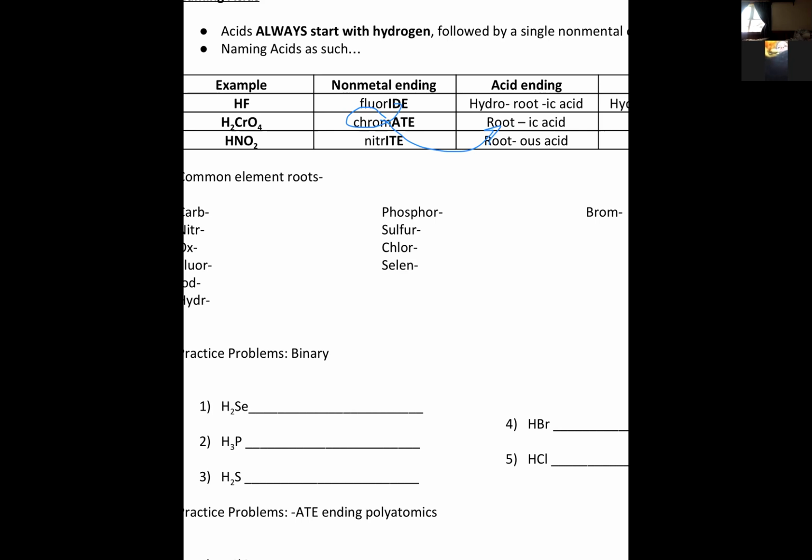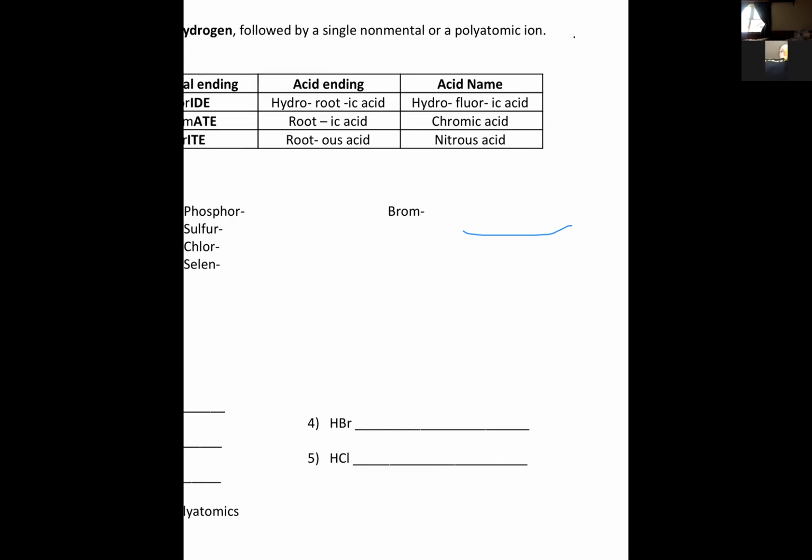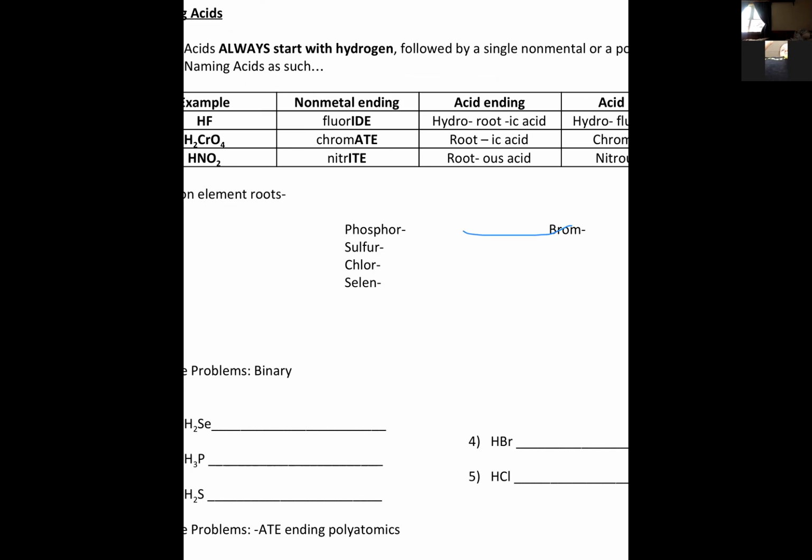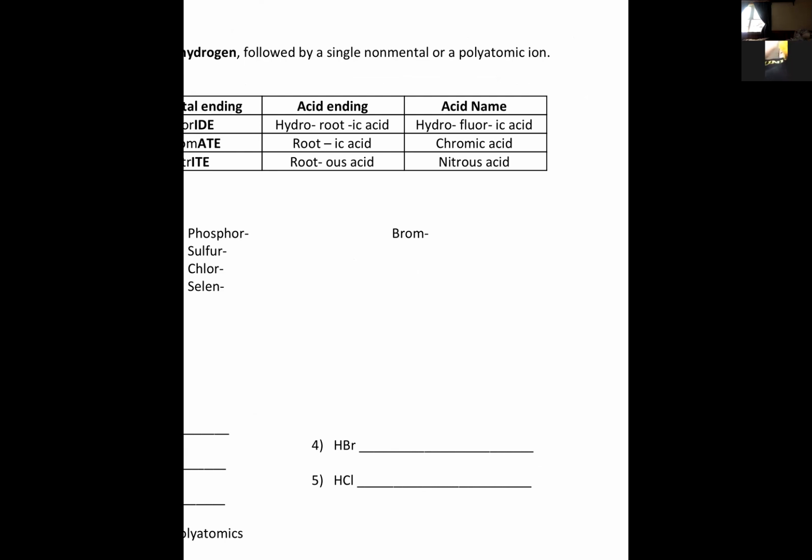So this would be chromic acid. And again, if we look over here to the side, chromic acid. Nitrite, again, your nitra goes into that root part. So nitrous acid is going to be the name of your acid over there. And then again, you look over, you have nitrous acid.